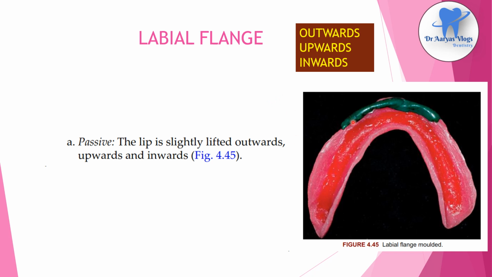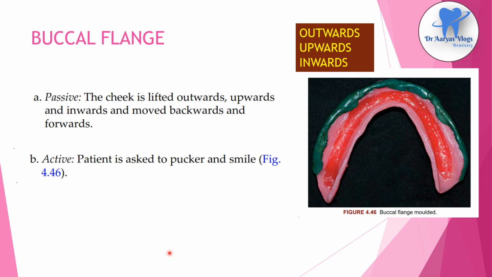Labial flange, passive movement: the lip is slightly lifted outward, upward and inward. Here one difference is that it is upward movement. Okay, so outward, upward and inward. Buccal flange, in the buccal frenum area, it can be developed unilaterally. Passive, the cheek is lifted outward, upward and inward and moved backward and forwards. And active, the patient is asked to pucker and smile.